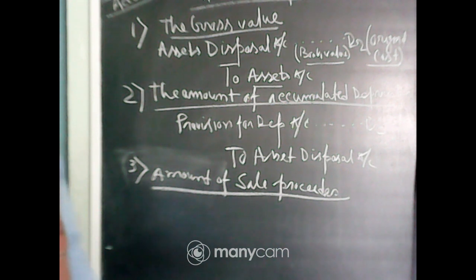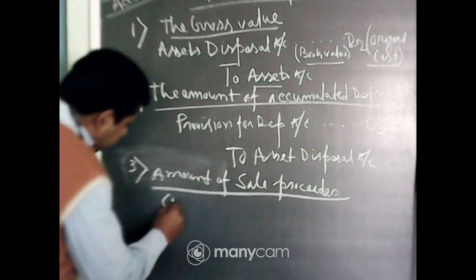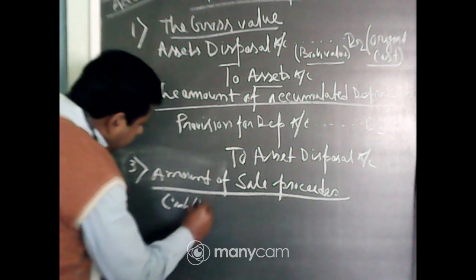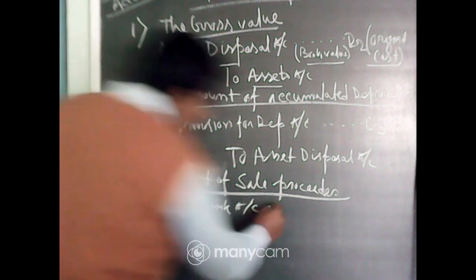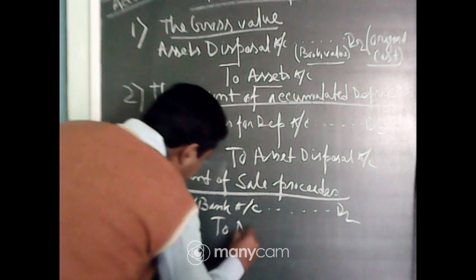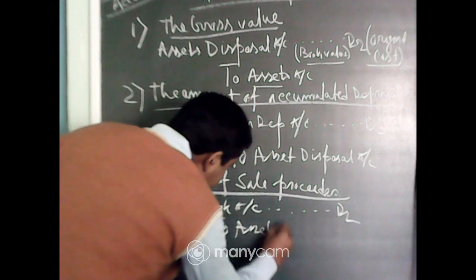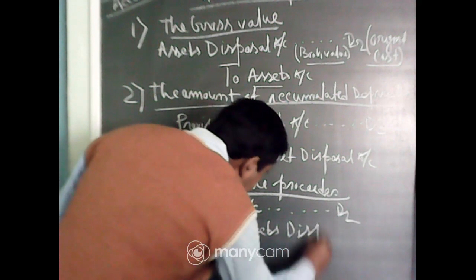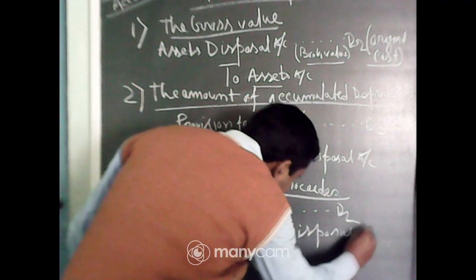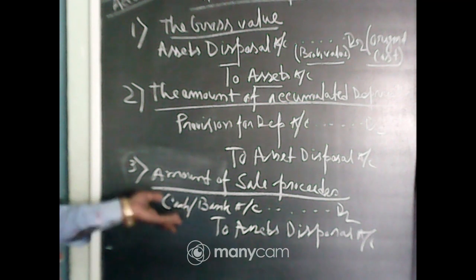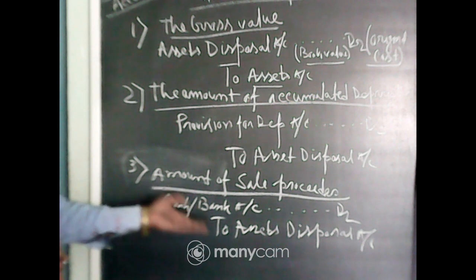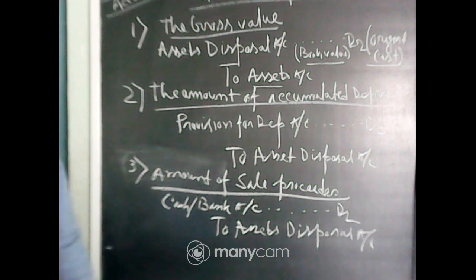Here we have to pass the entry, that is cash or bank. Generally machinery value is very high, so you always use bank account. Cash or bank account debit to asset disposal account. Here you have to credit the asset disposal account. When you are selling the machinery, the sale value will be bank account debit and asset disposal account credited.